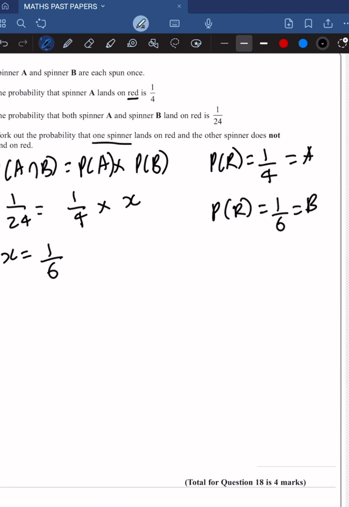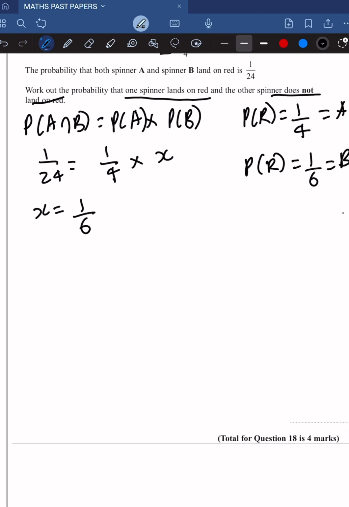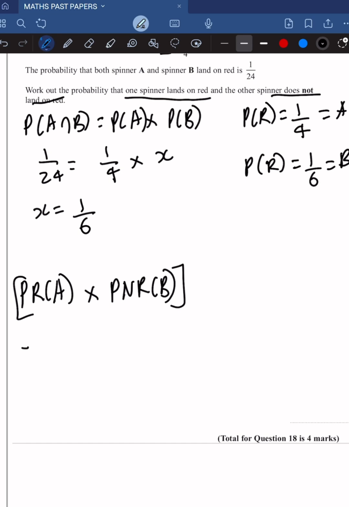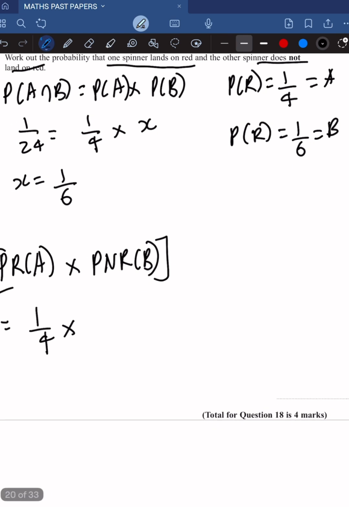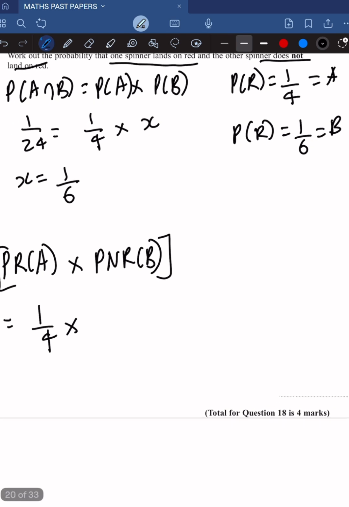Work out the probability that one spinner lands on red and the other spinner does not land on red. Now let's do this for A and B. So the probability that it lands on red, probability red A times probability of not red B. Let's do that first. Probability of red A is going to be 1 over 4 times, well, if the probability it lands on red for B is 1 over 6, we know the probability that it does not land on red for B is 5 over 6, which is of course 5 over 24.